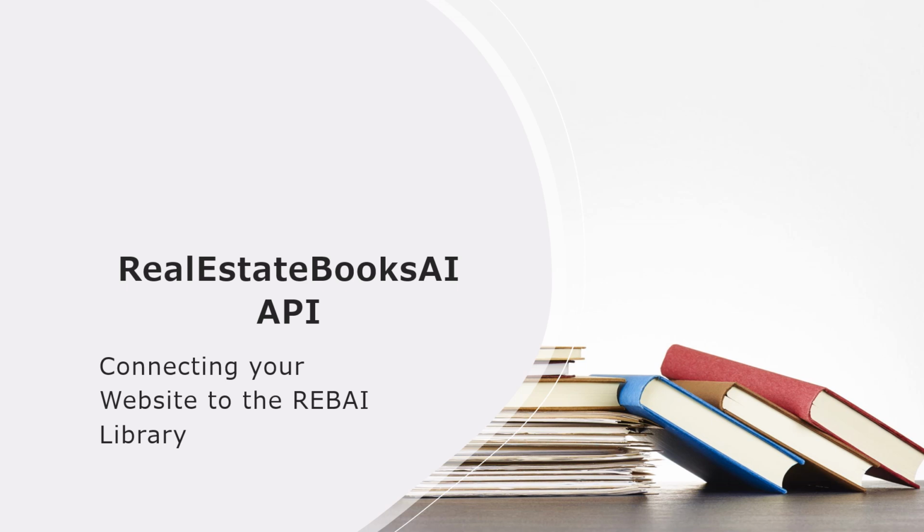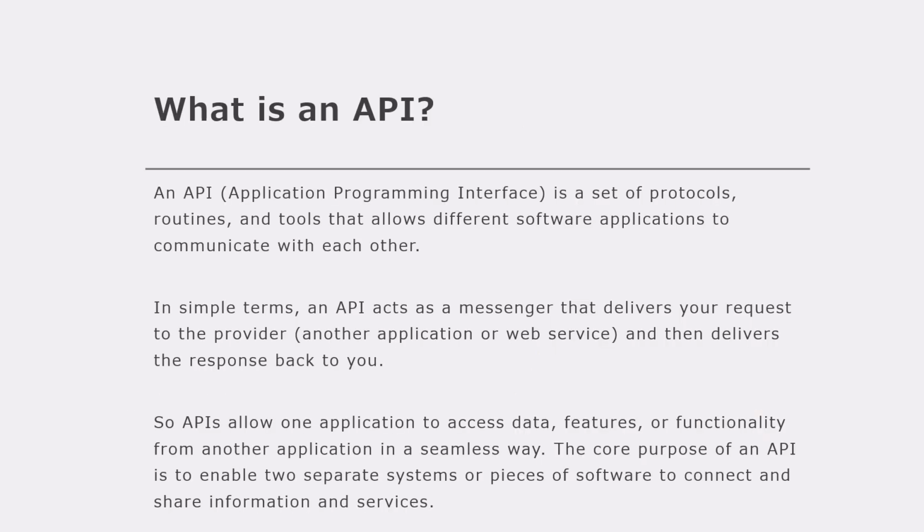Okay, here's a brief little presentation I put together on the Real Estate Books AI API, which is basically a way to connect your existing website to the Real Estate Books AI library. First of all, we ask the question, what is an API?